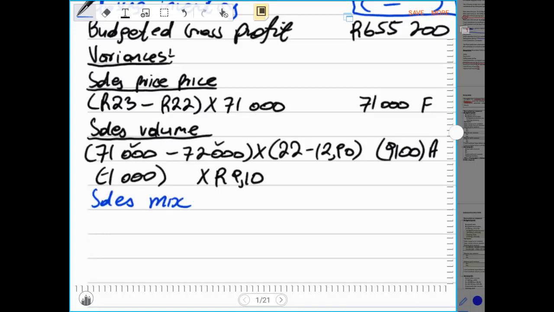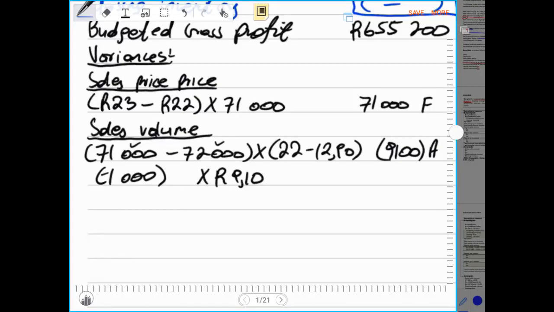Sales mix. We only do the sales mix where there are two products. If you only have one product, you will never have the sales mix. In this case, we only had one product, called soda. So now we only have one product. Therefore, now we will not have the sales mix. And if there are two products, make sure that you calculate your sales mix variance.